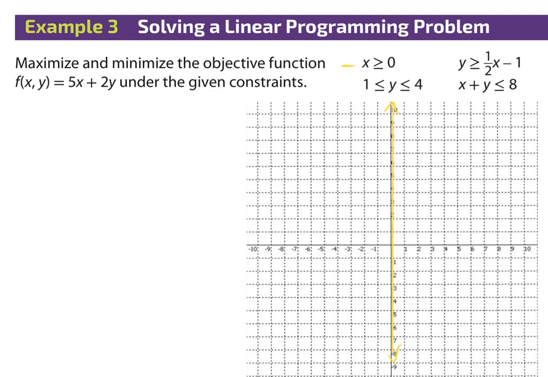There we go. All right, so we have a horizontal line at 1. We have a horizontal line at 4. Okay, so we're kind of boxing ourselves in here a little bit. We are to the right of the x-axis, and we are in between those. So we know we're somewhere here.